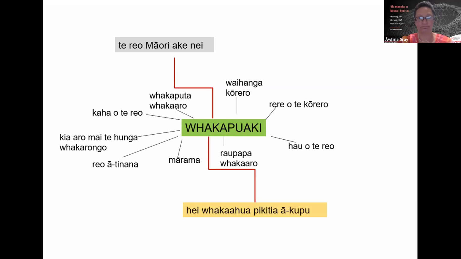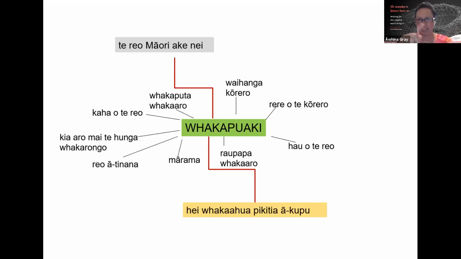Sufficient volume, he whakaputa whakaaro. Being able to express their ideas here. He whakaaro ona. Okay, so let's just consider that. Whakapuaki, there's quite a lot that sits in there when you break that up.